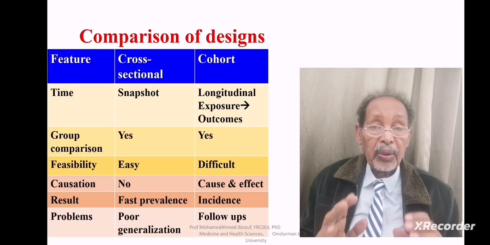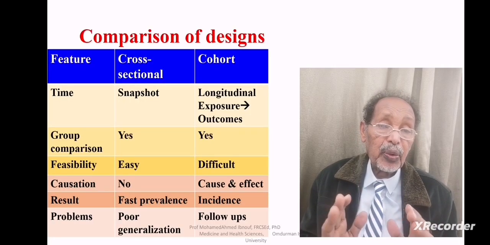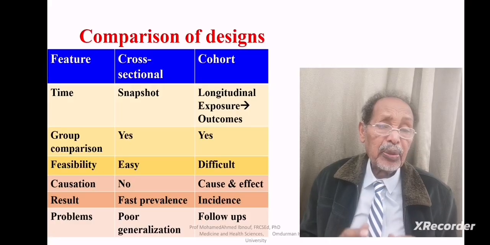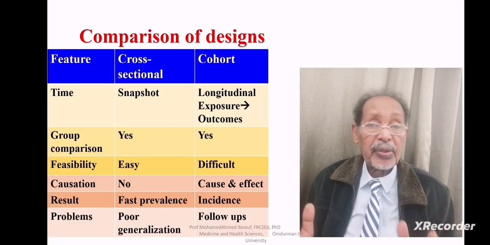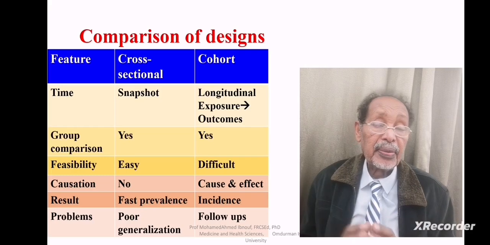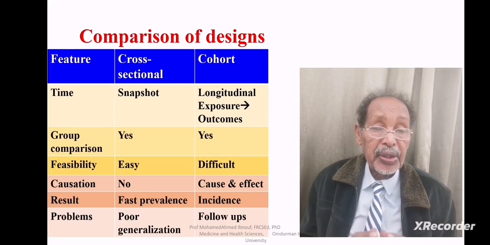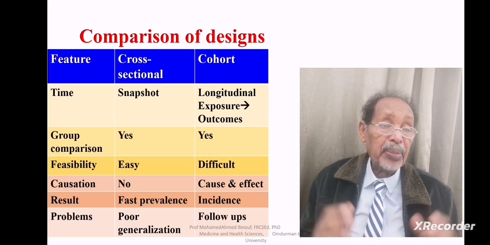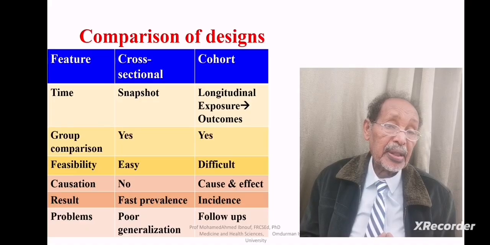The result of a cross-sectional study cannot be generalized to other settings. Probably other settings are different. But the cohort study result can be generalized.